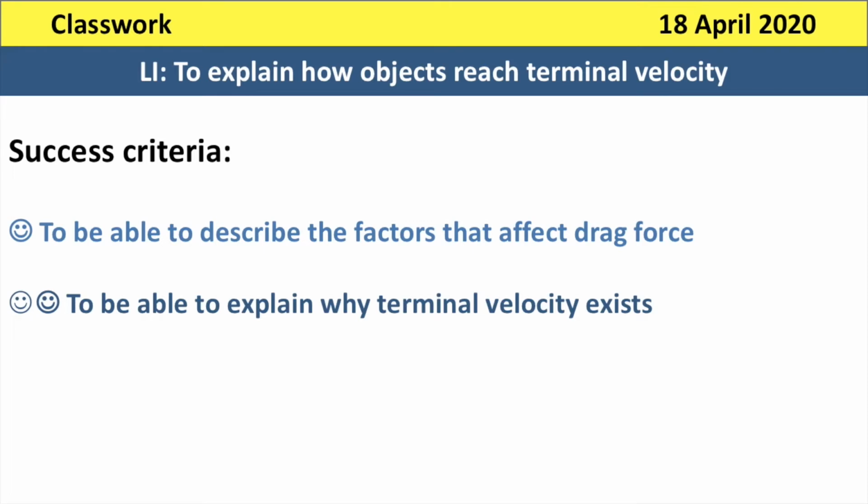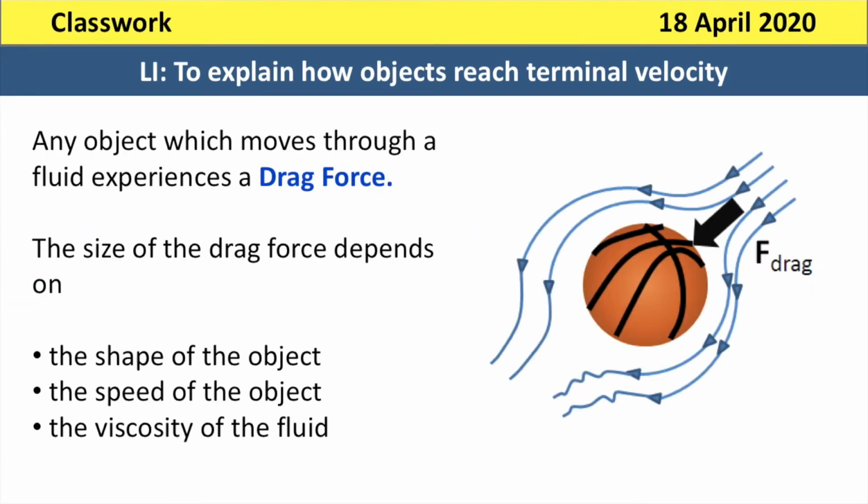Today's learning intention is to explain how objects reach terminal velocity. The success criteria for today is to be able to explain the factors that affect drag force and to be able to explain why terminal velocity exists.